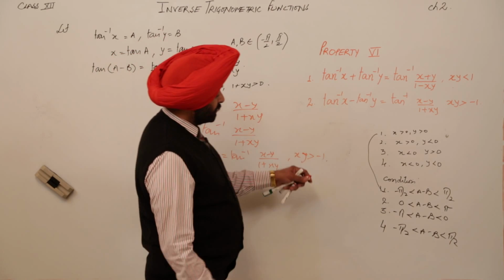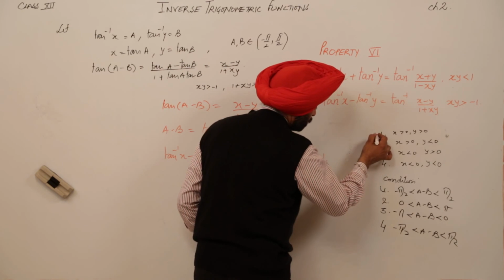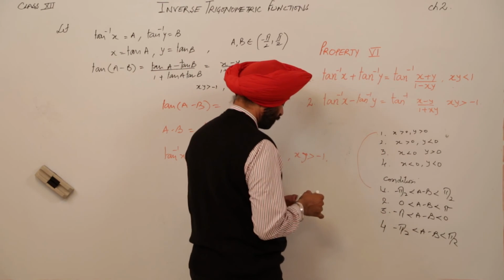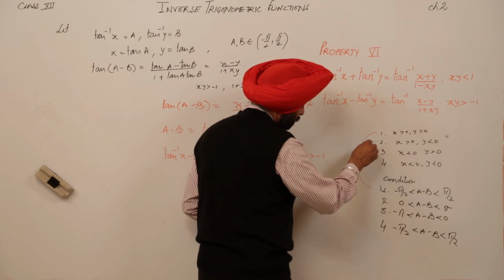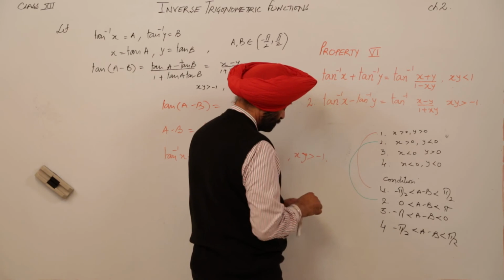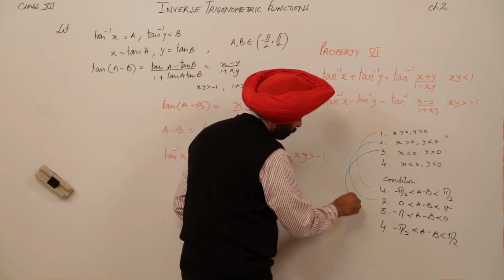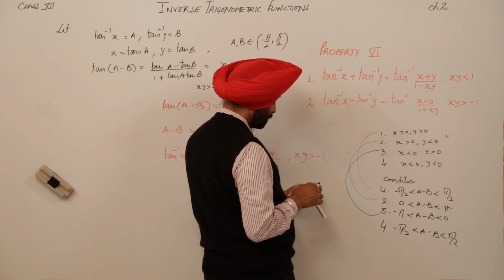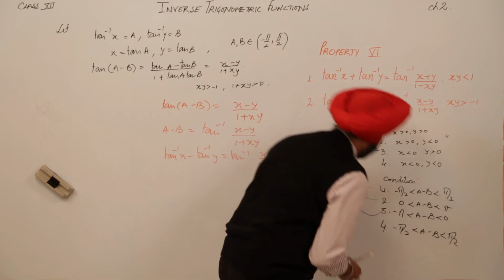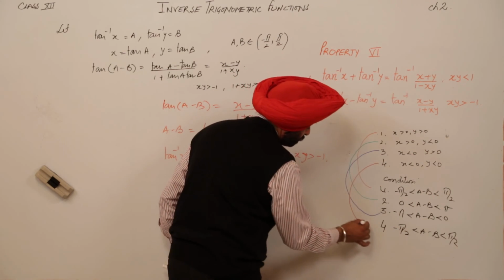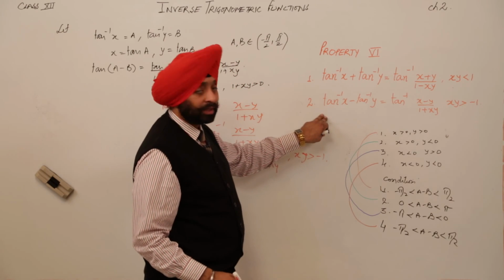Now for all these conditions, let us check it. What was the condition number 1? Then number 2, then number 3, and then again we are getting number 4. So these were the conditions for the second part.